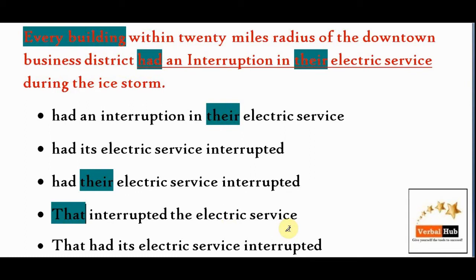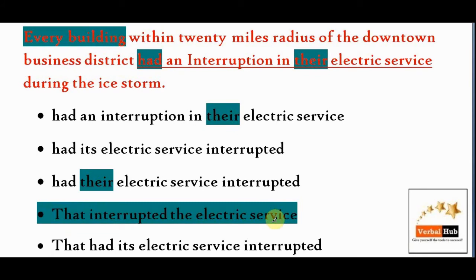It's not a building, and building is not in that picture, so it is changing the meaning. So the modifier that is incorrectly modifying business district. So option D out. Option E has the same problem.